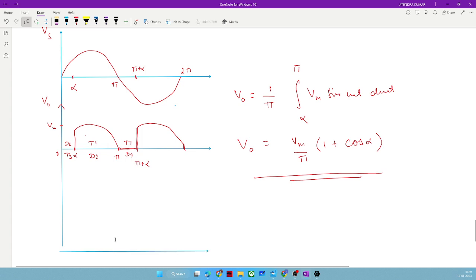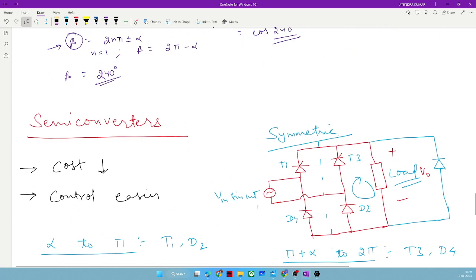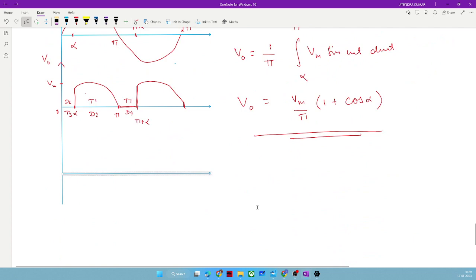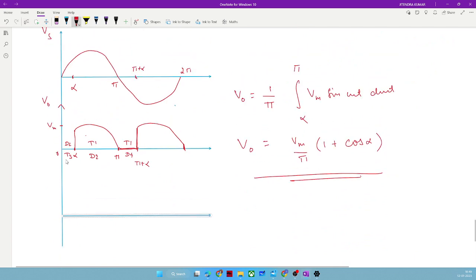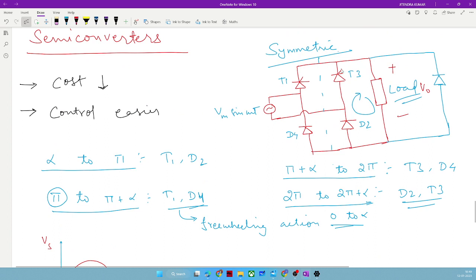So source current would look similar to our load current, and we will again assume that our load current is continuous. When these freewheeling diodes were conducting, let's suppose T3 and D2 and D4 and T1, it is not right to call it freewheeling diodes.